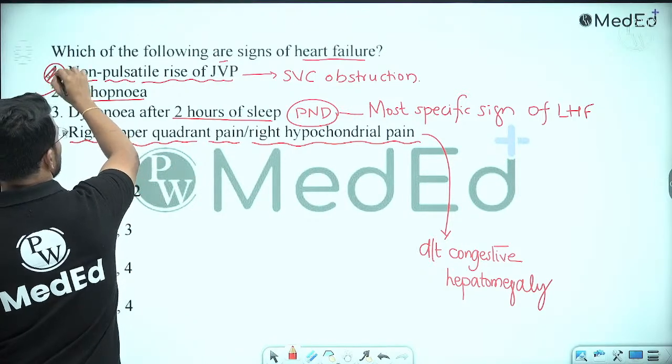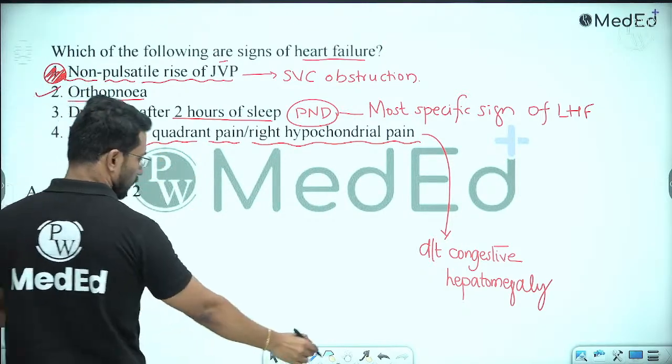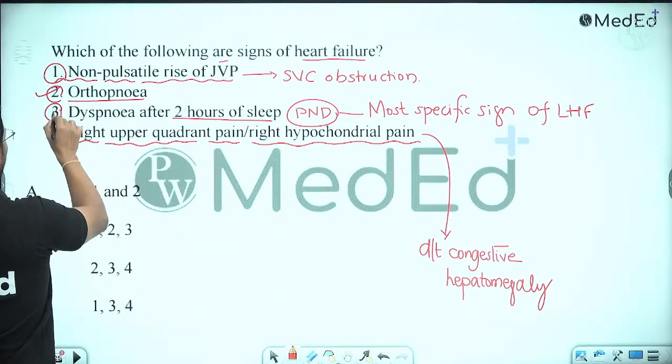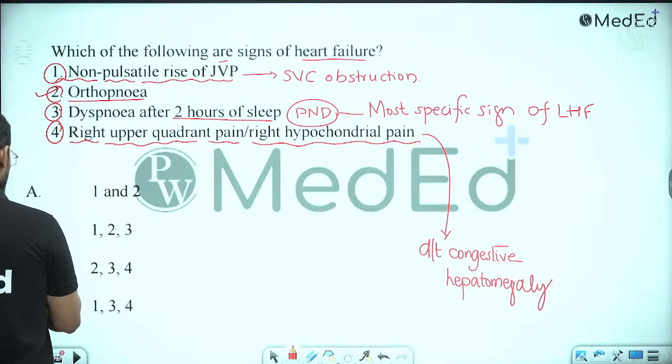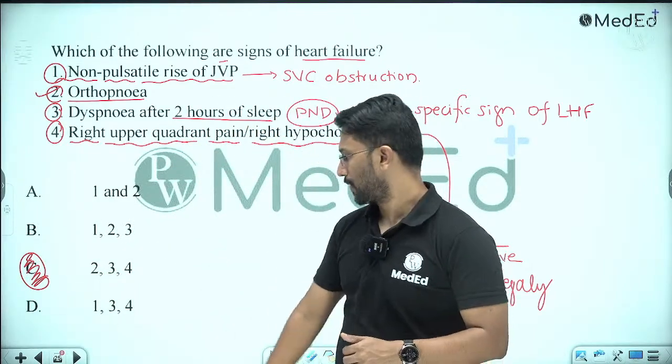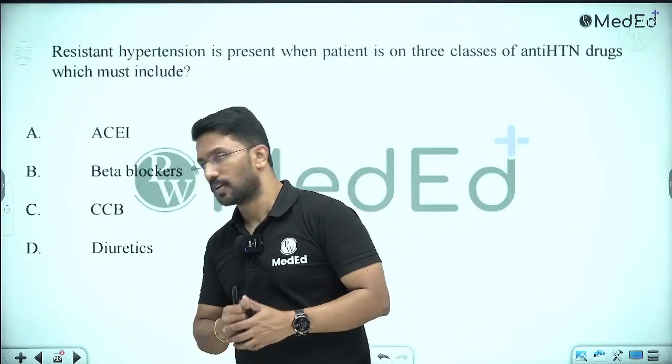So answer, which one will be the answer? Option A is not a sign of a heart failure. So then 2, 3 and 4 are seen with heart failure. So I'm going ahead with option C as the answer. So C is going to be our answer, right? Okay. Let's move to the next question. So here is our next question.